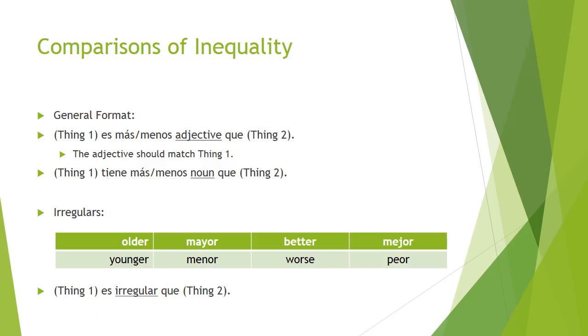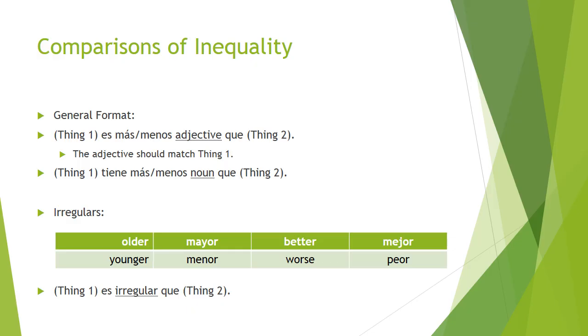Comparisons of inequality in Spanish 1. Comparisons of inequality compare two unlike things, like more than or less than. Typically, a comparison of inequality follows this format. Thing 1 or person 1, es, más o menos, and then an adjective, que, thing 2 or person 2. The adjective should match thing 1. For example, yo soy más alta que tú.